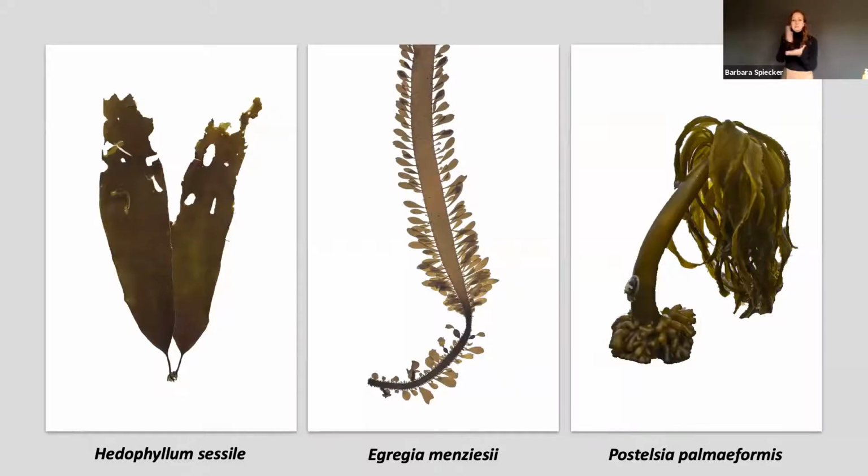Given our time constraints today, I selected just a few of my chapters to focus on, and I'll share my findings from 3 of my chapters, focusing on 3 common rocky intertidal kelp species in Oregon: Hedophyllum sessile on the left there, Egregia menziesii in the center, and on the right, Postelsia palmiformis, the little palm tree guy.